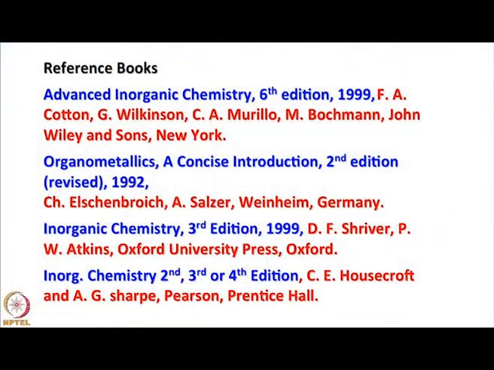Before I start, I am showing you some of the reference books I have used here. Advanced Inorganic Chemistry, 6th edition, and Organometallic Chemistry: A Concise Introduction by Elschenbroich, and Inorganic Chemistry, 3rd edition, by D.F. Shriver and Atkins, and Inorganic Chemistry, 2nd, 3rd or 4th edition, by C.E. Housecroft and A.G. Sharpe. Besides this, I have also taken some information from Wikipedia and other internet sources, and also some journals. Wherever I have taken, I have mentioned the article details, so you can look into it.